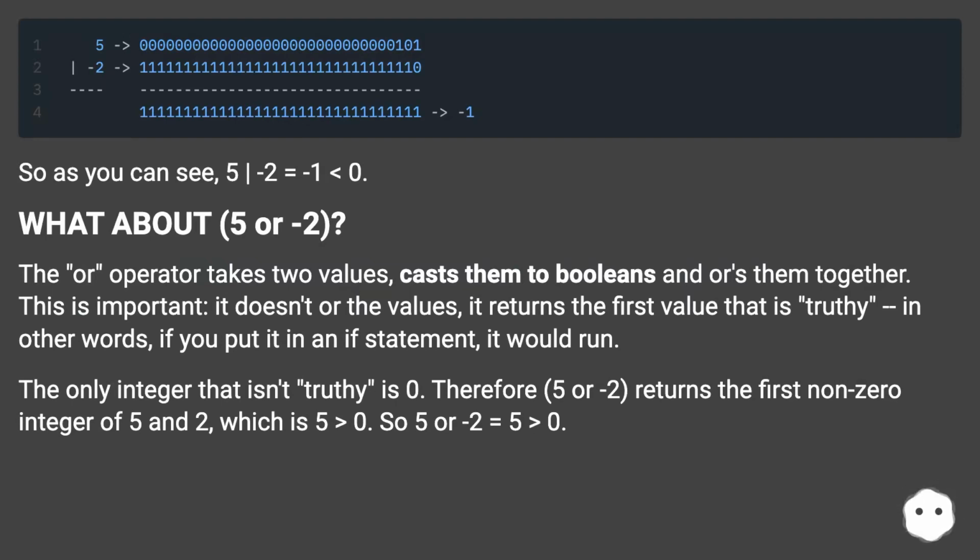What about 5 or -2? The or operator takes two values, casts them to booleans and ORs them together. This is important. It doesn't OR the values, it returns the first value that is truthy. In other words, if you put it in an if statement, it would run. The only integer that isn't truthy is 0. Therefore, 5 or -2 returns the first non-zero integer of 5 and -2, which is 5, which is greater than 0. So 5 or -2 > 0.